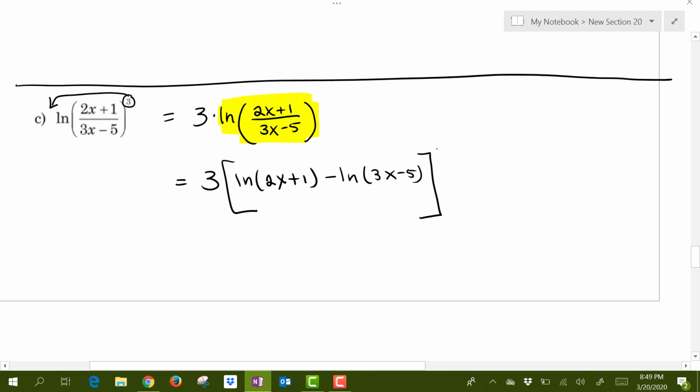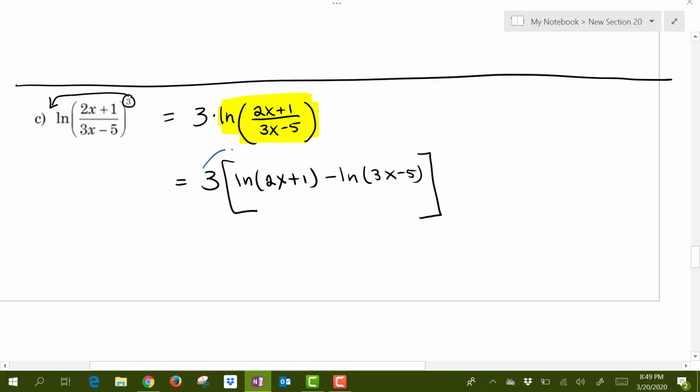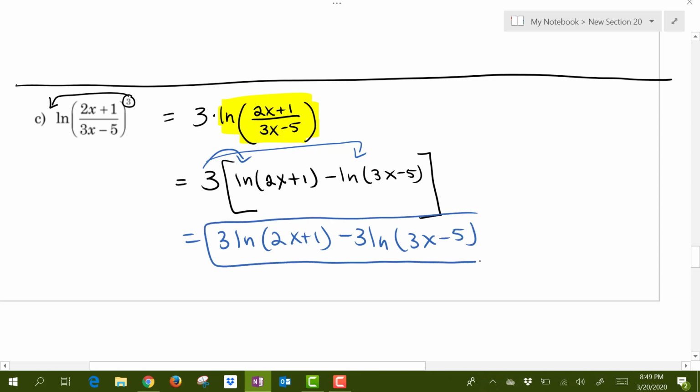And I can choose to leave it exactly like that, that would be fine, or if I wish to, I could take that 3 that I brought out using the power rule and I could distribute it. So that would look like 3 times the natural log of 2x plus 1 minus 3 times the natural log of 3x minus 5. So that 3 would stay out front of the log when I distributed that 3 to both of those logs. So that's using our power rule to expand.